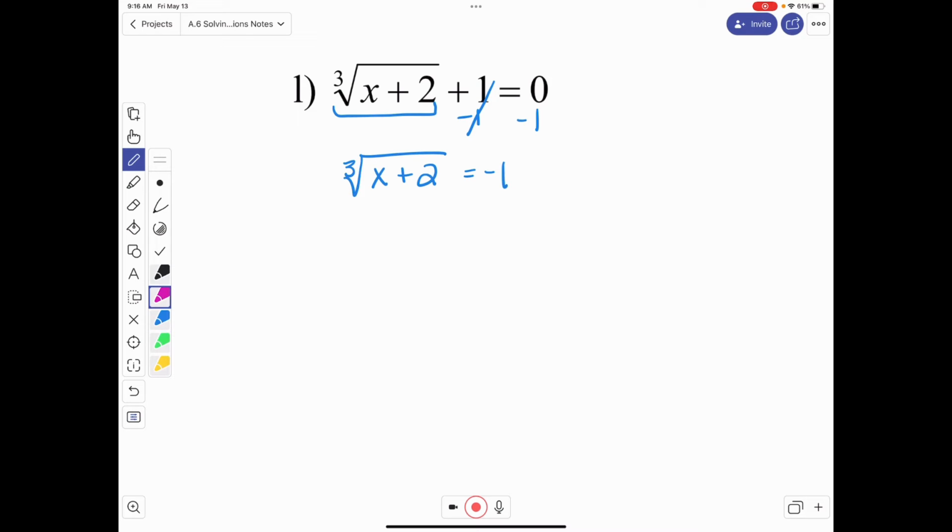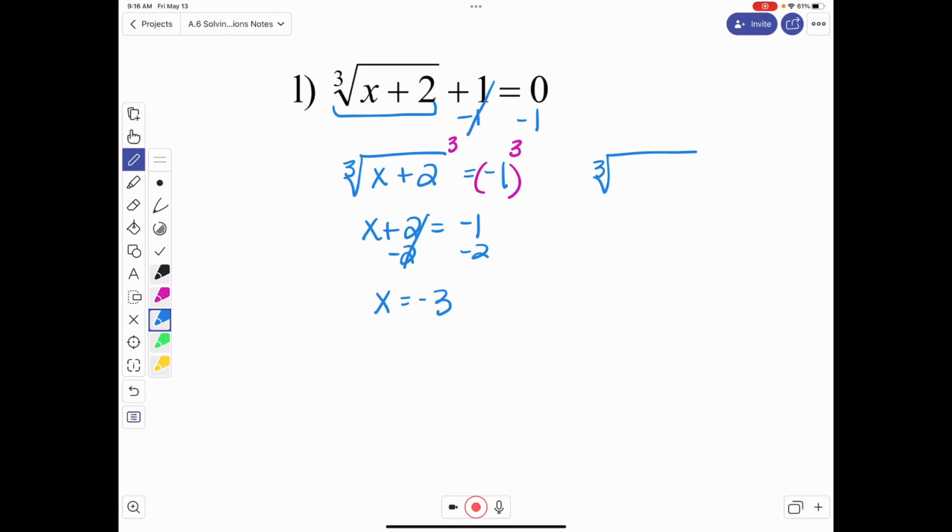So we cube both sides to get rid of that radical. So we get x plus 2, and then if you cube that, negative 1 times negative 1 times negative 1 is still going to be negative 1. So if I subtract 2, I get x equals negative 3. And again, we want to check our answer.